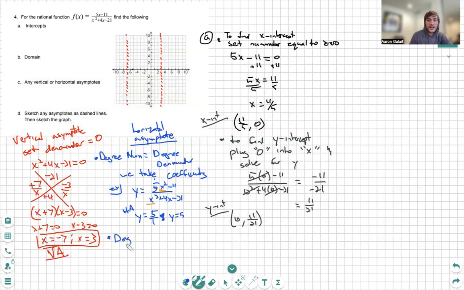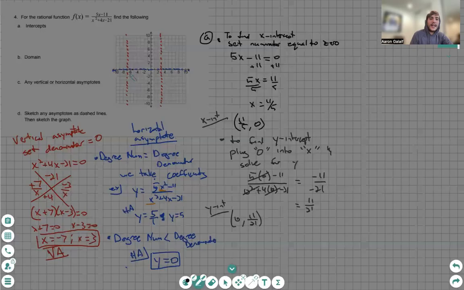But in this situation, the degree of our numerator is less than the degree of the denominator. Anytime this happens, since we have a degree of 1 on top and 2 on the bottom, my horizontal asymptote will always be y equals 0. So now we have our horizontal asymptote. We're going to put a dotted line there. Then all we need to do is take points on either side and plug them into our XY coordinate plane.